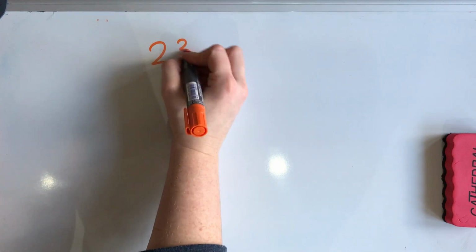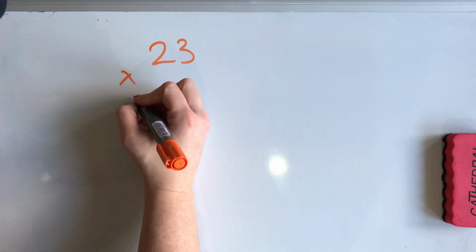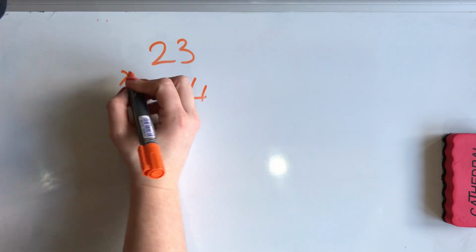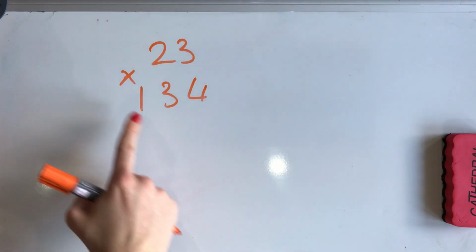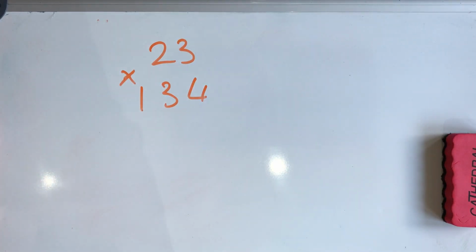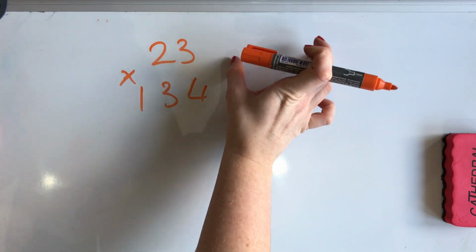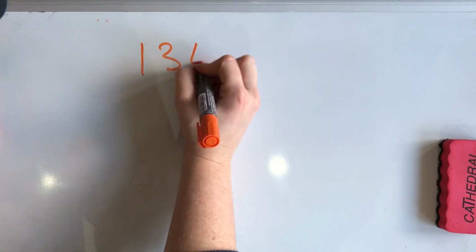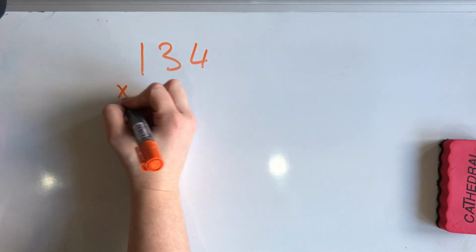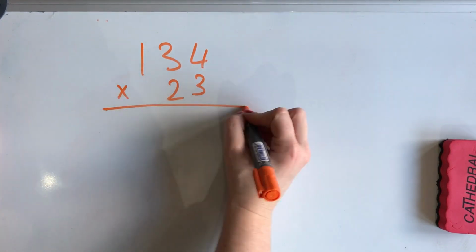And then our last example, 23 multiplied by 134. Now you can do it this way, or to be honest, I prefer doing it the other way around. I like to have my large number on the top, and it doesn't matter which way you choose to do it. So 134 multiplied by 23.